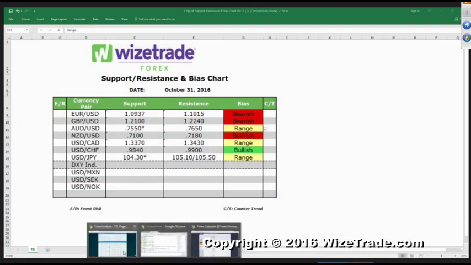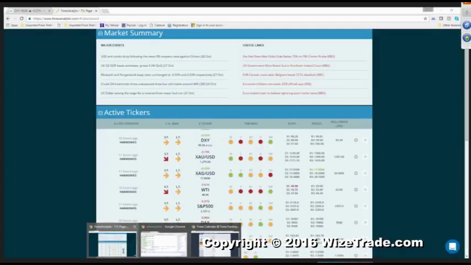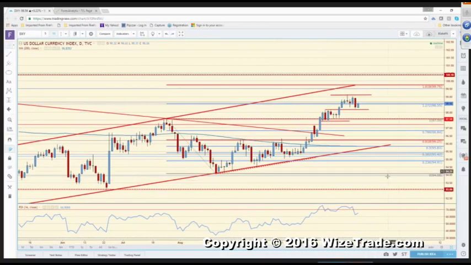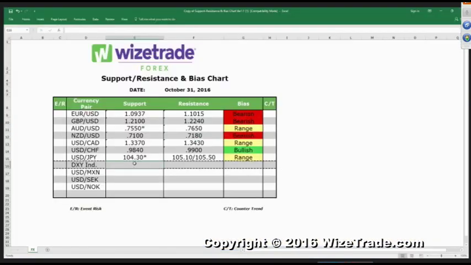Let's take a look at the dollar index. Here's your dollar index, 98.20, 99.10, same numbers, nothing's different. 98.20, 99.10, still bullish. Okay. Nothing's changed.